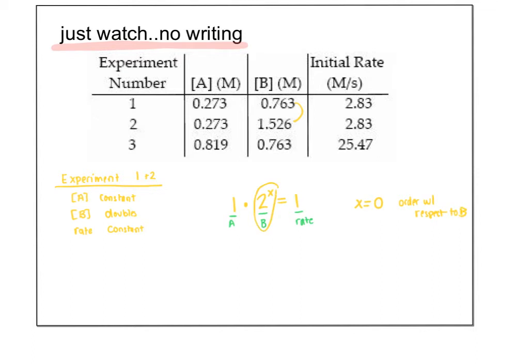Now let's do the same thing, but find one where B is constant. Experiment looks like 1 and 3. So in this one, concentration of A triples from 1 to 3. Concentration of B stays the same from 1 to 3.